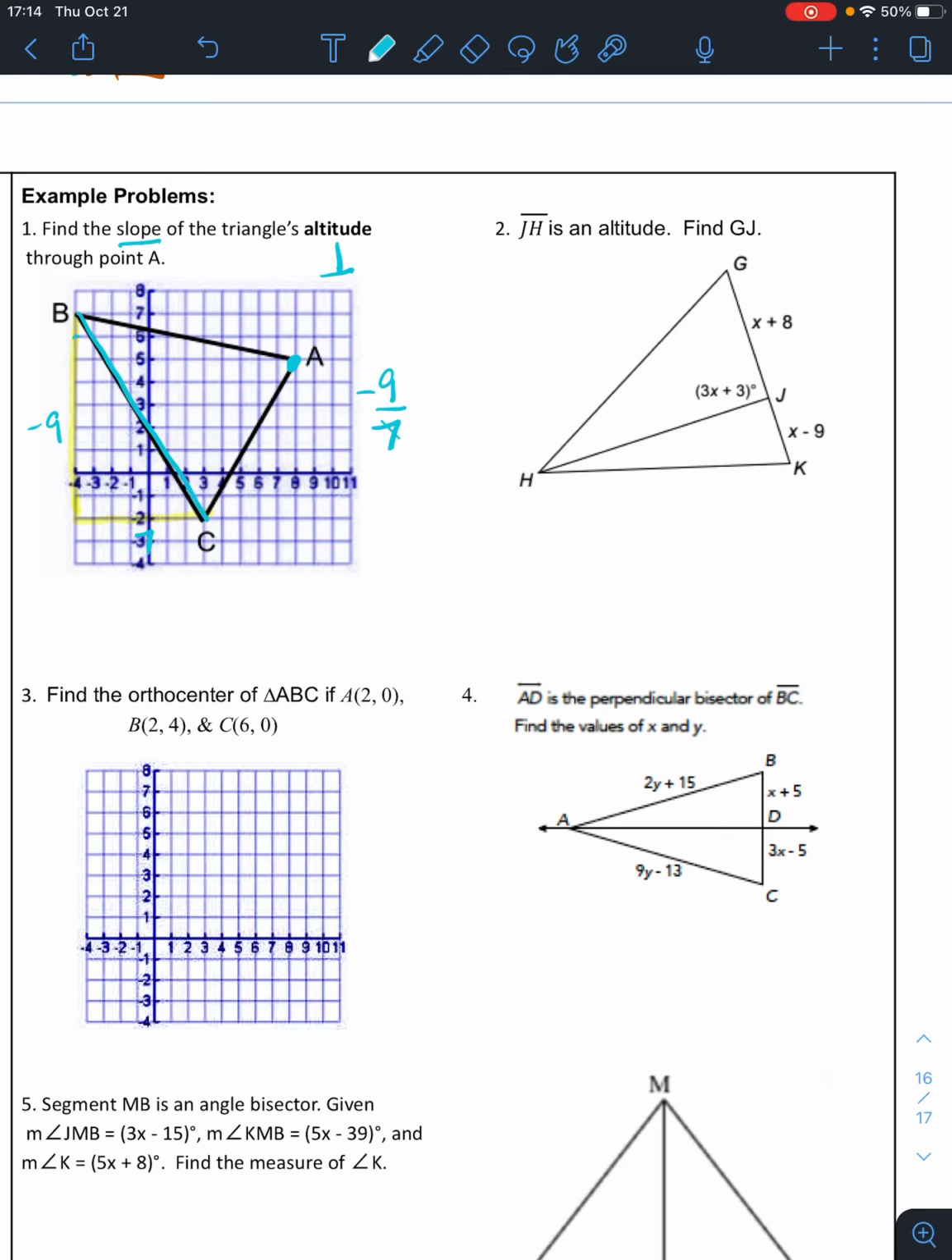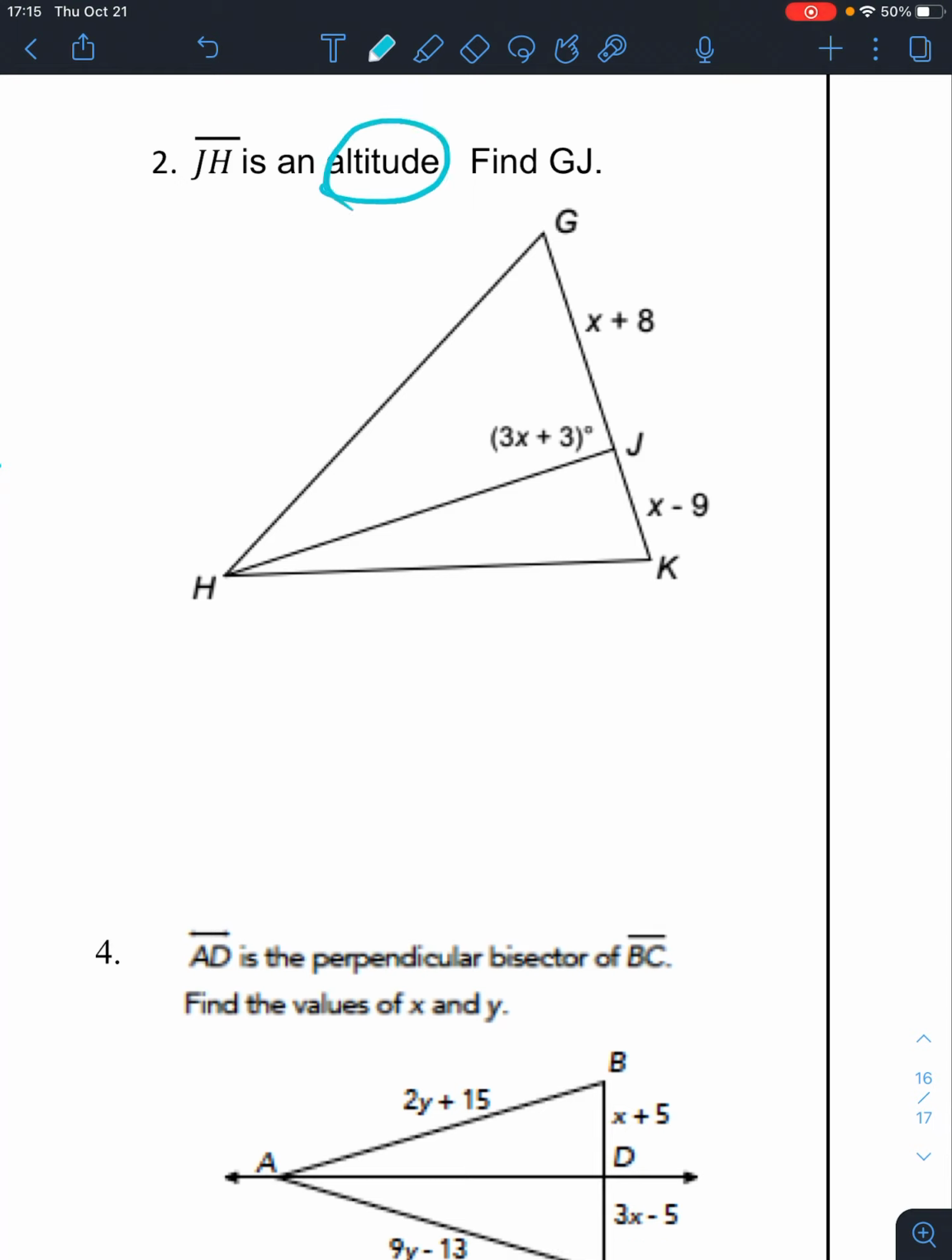So the altitude would extend and be perpendicular to BC, and it would have a slope that is the opposite reciprocal. The opposite of negative would be positive, and the reciprocal of 9/7 would be 7/9. So the slope of the altitude would be 7/9. It would look like this. I could go down 1, 2, 3, 4, 5, 6, 7 over 1, 2, 3, 4, 5, 6, 7, 8, 9. It would go through that point right there. And if I actually wanted to draw in the altitude, I could, and I know that that will be a right angle.